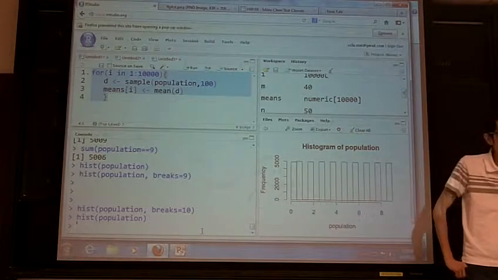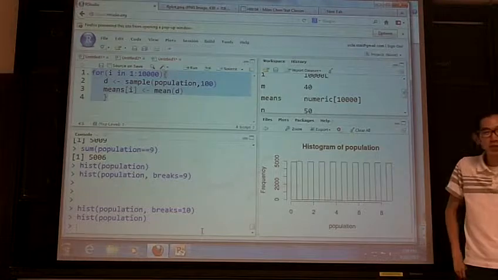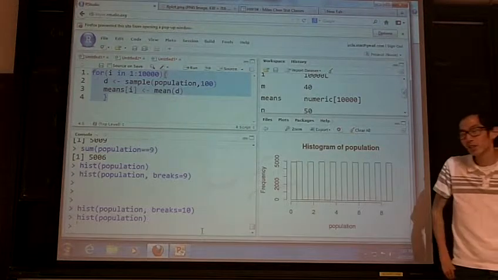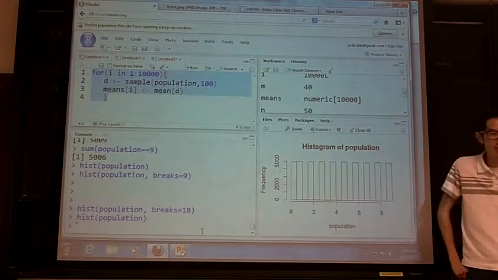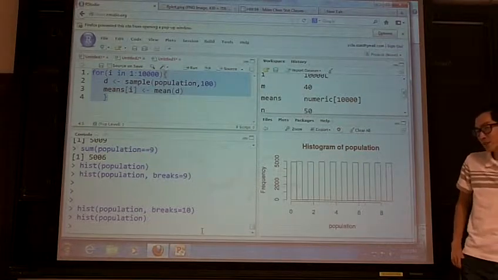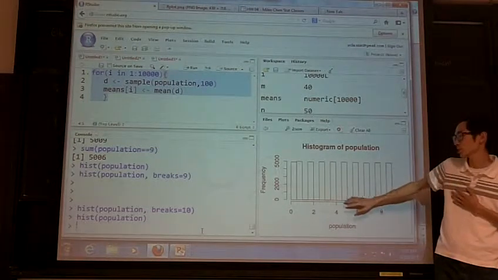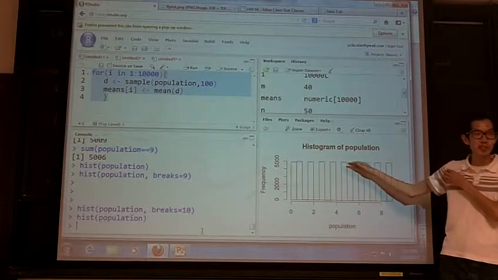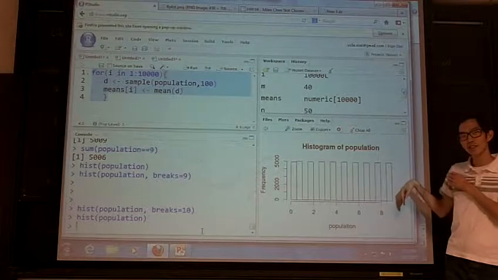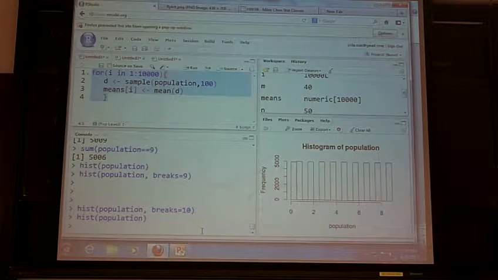Is it possible for me to pick 10 people and get an average of 5? Is that going to be more likely? Mm-hmm. Okay, what about 10 people and getting an average of 9 or something close to that? Okay. Alright, so when we think about this, we have a suspicion that 5 is going to be a little bit more likely than 0 or 9. Okay. So let's see what happens.